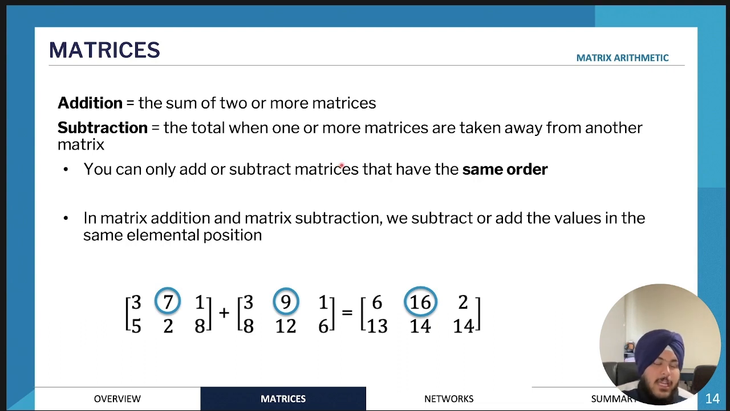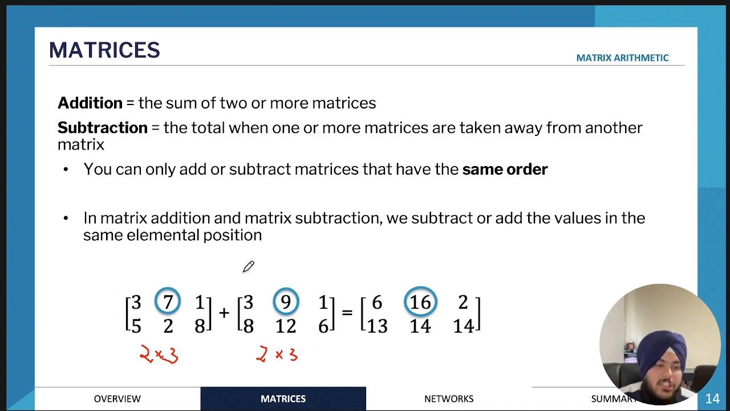There are just a few rules that you need to know. If you're adding or subtracting matrices, you need to have the same order of matrices. So the matrices need to have the same order. For example, in this question, we have a 2 by 3 matrix, and we're adding it to a 2 by 3 matrix. Since these two matrices have the same order, they can be added.